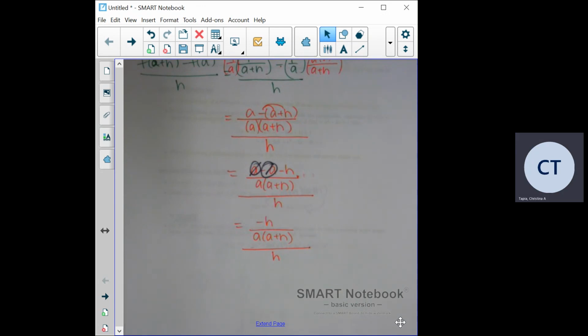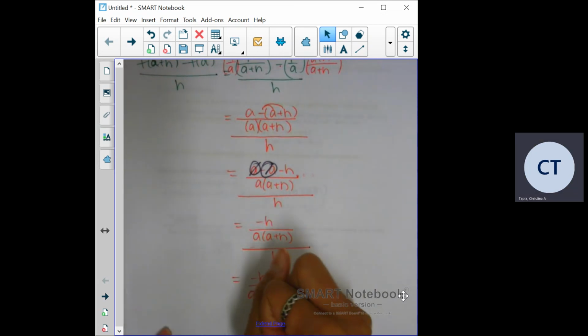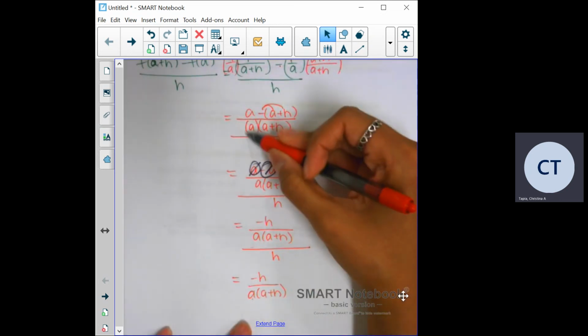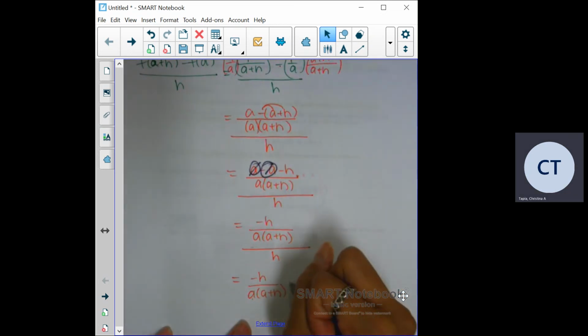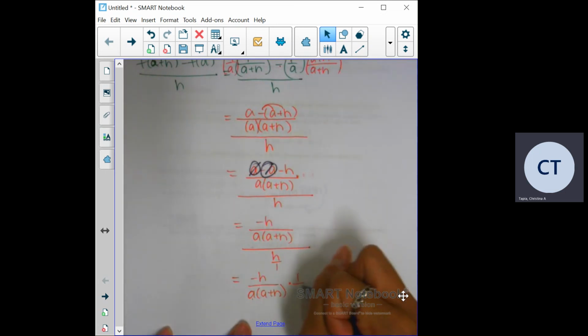What can I do from here? Keep, change, flip. Good job, Jorge. Negative h over a times a plus h. And remember, I didn't keep this a in parentheses. You didn't have to do this. I just wasn't thinking. And we're going to multiply it by this reciprocal. So h is over 1 right now. We're going to make it 1 over h.